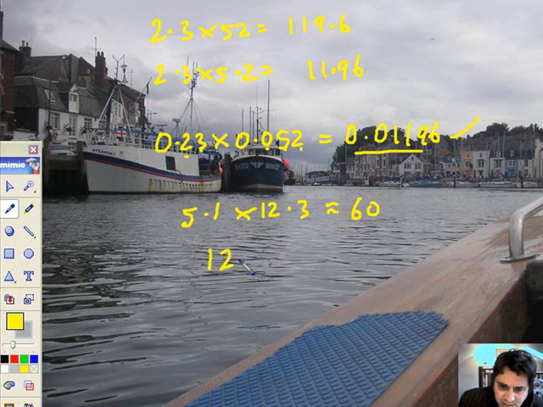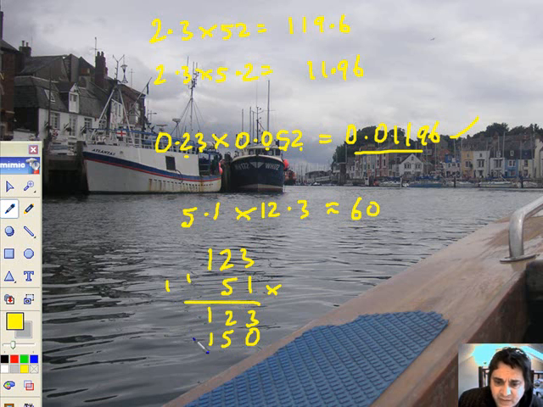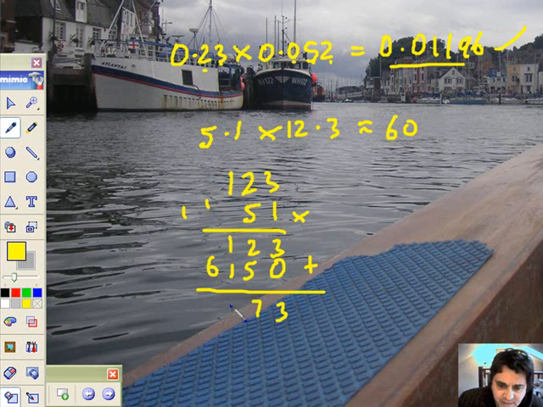Ignore the decimal points, just go 12, 3, 123, 5, 1, 51, and just multiply like a long multiplication. 1 times 3 is 3, 1 times 2 is 2, 1 times 1 is 1. So now we're going to play with the 50 part, so drop a 0 because we're playing with 50s and not 5s. 5 3s 15, 5 2s 10 plus 1 11, 5 times 1 is 5 plus 1 is 6. Now add it up: 3, 7, 2, 6. Right, we're looking for an answer of about 60, not 6,000.